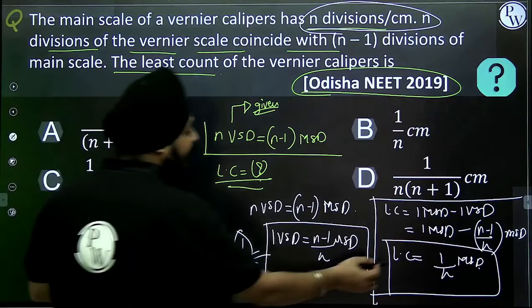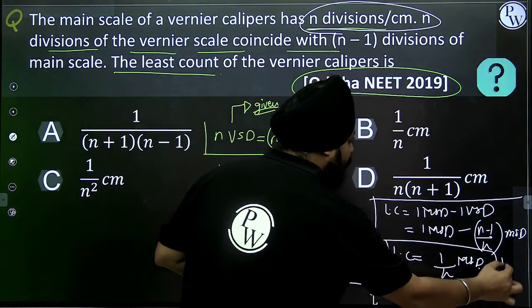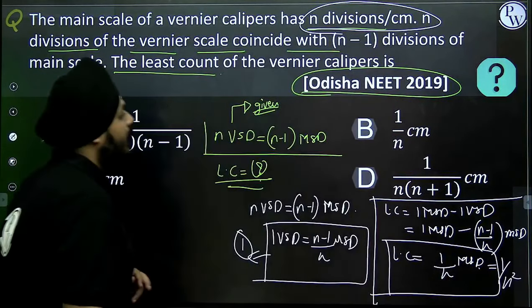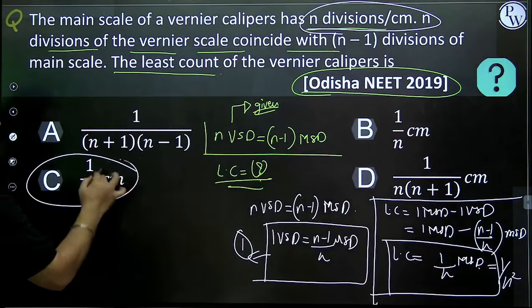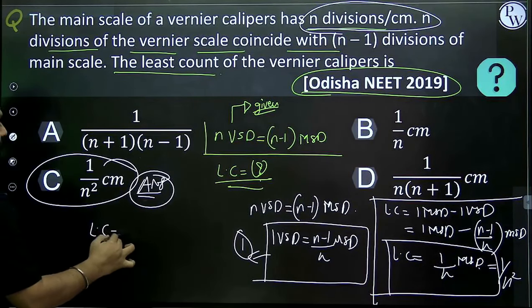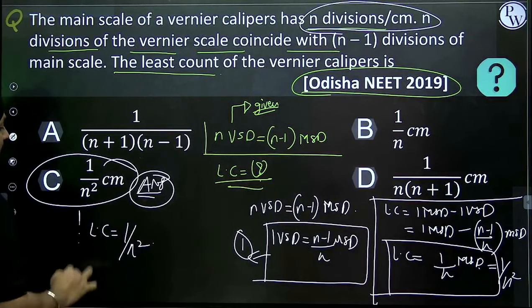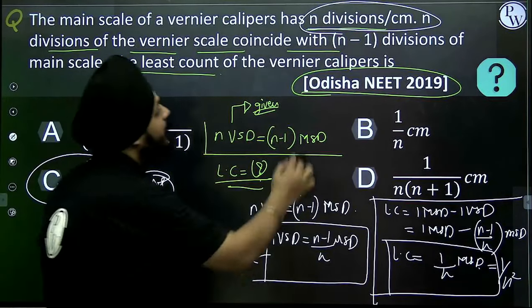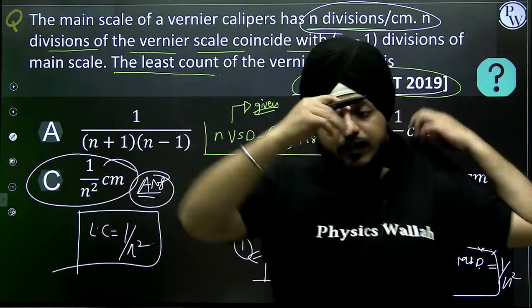So finally, can I replace MSD as 1 by n? So our answer will be 1 by n square. C will be the perfect answer for this specific equation, right? So the least count of the instrument will be 1 by n square. This is how the least count is calculated, and it has been asked in the examination.